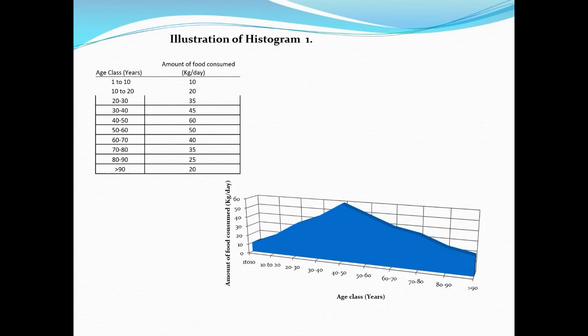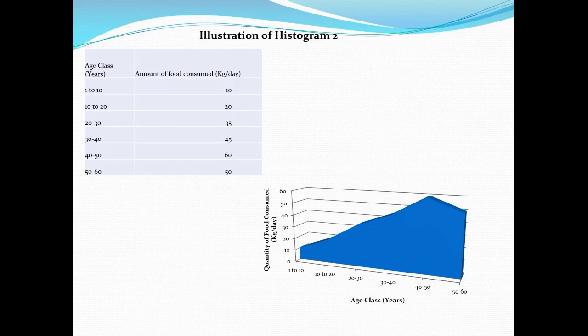And the second graph, second histogram, shows the point of inflection, that is where at age 60, age 40 to 50 is the point adults consume more food, with greater quantity of food with age. Beyond that, they now could begin to consume less with increase in age. And this is the point the diminishing return sets in, and so on and so forth.